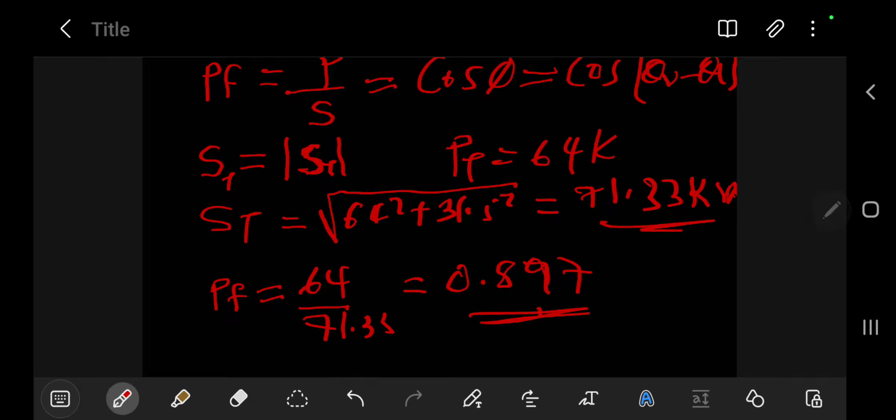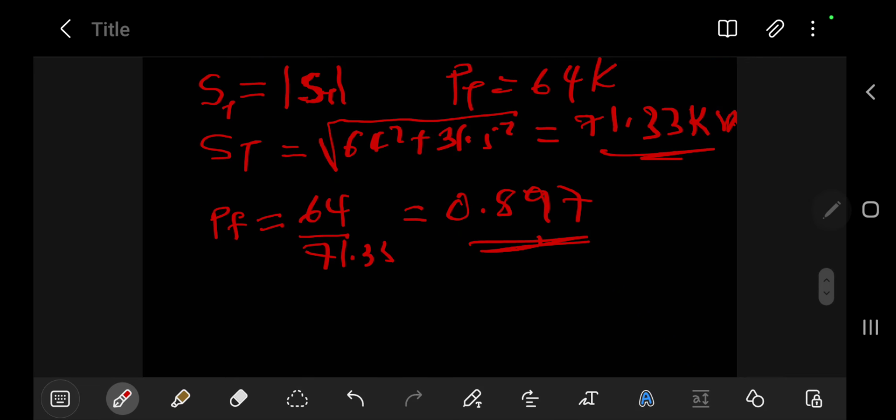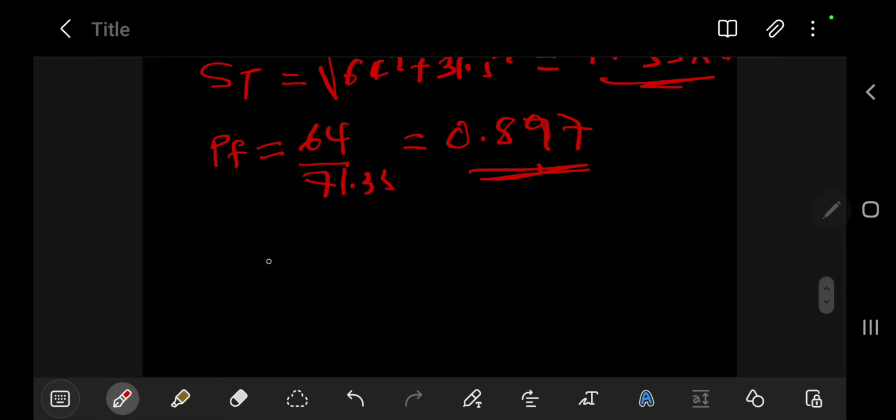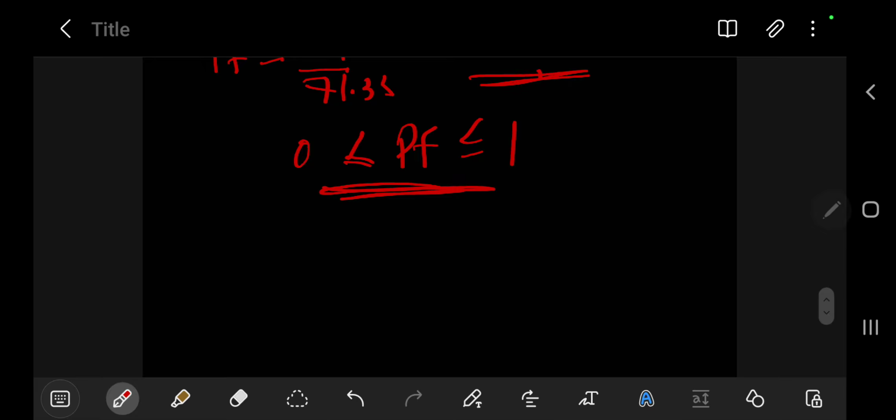Now we notice that because we are getting this ratio, the power factor is dimensionless. Another way you can easily know if you have made a mistake is if you end up with a number which is bigger than 1. The power factor ranges from 0 less than or equal to power factor less than or equal to 1. It can never be negative, and it can never be greater than 1. If you find that, then you have made a mistake.